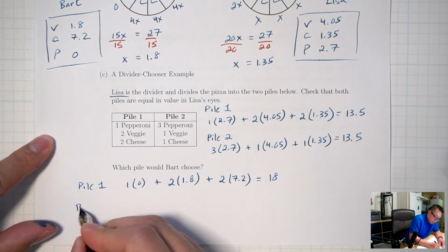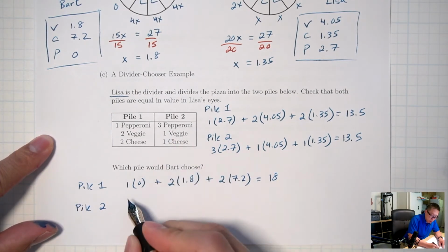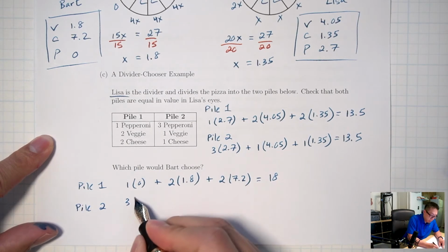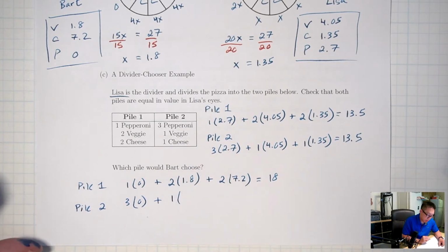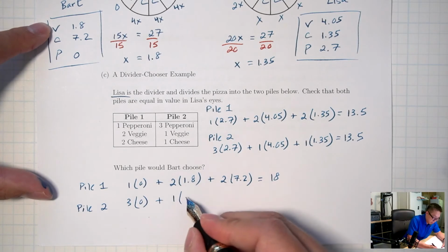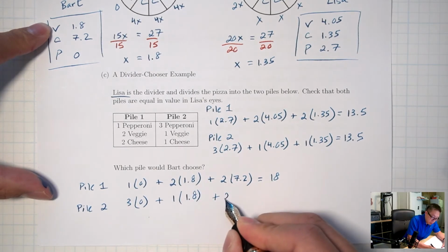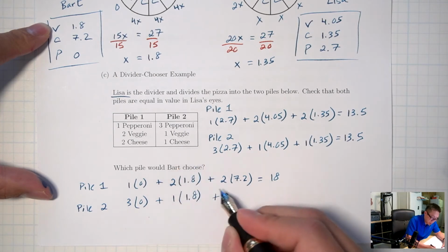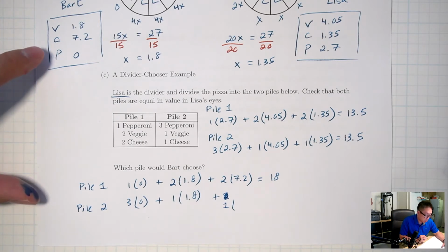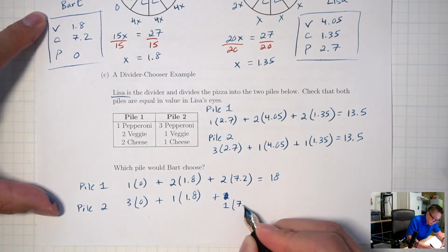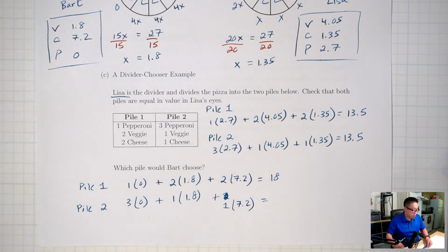Pile 2, 3 pepperoni, so 3 times the value of pepperoni for Bart, which is 0, plus 1 veggie, so 1 times the value of a veggie for Bart, which was 1.8, plus 1 cheese, 1 times the value of a cheese for Bart, which is 7.2. So 3 times 0, plus 1 times 1.8, plus 1 times 7.2. 9.